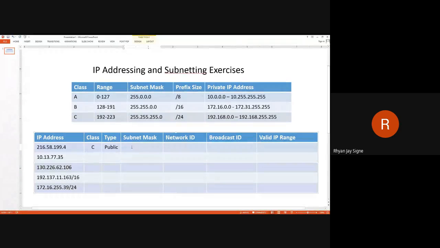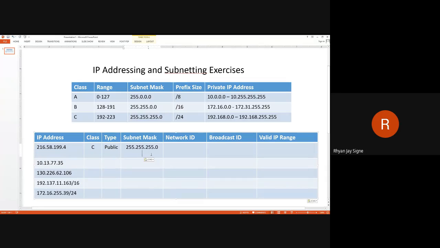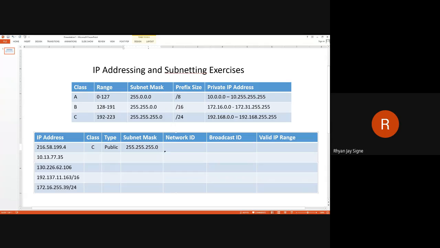Subnet mask: if it is not given, you have to provide the default subnet mask according to the class it belongs to. Since this is class C, the default subnet mask for class C is 255.255.255.0.